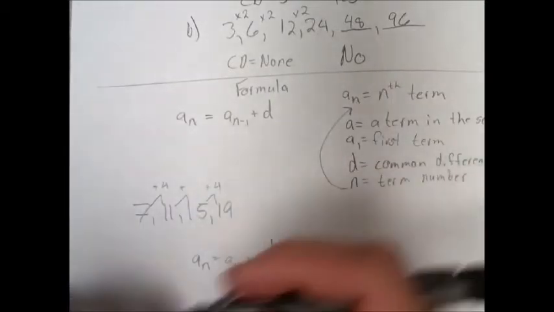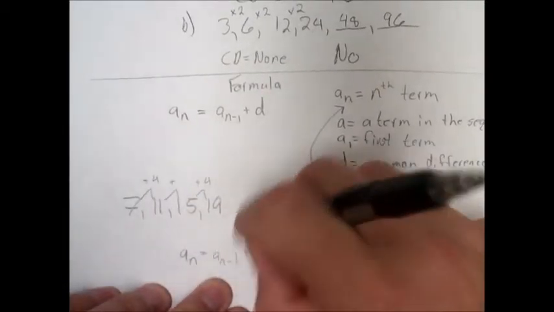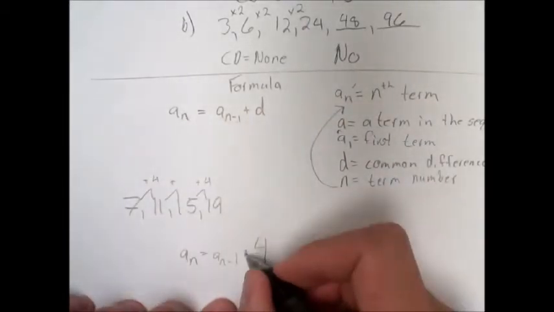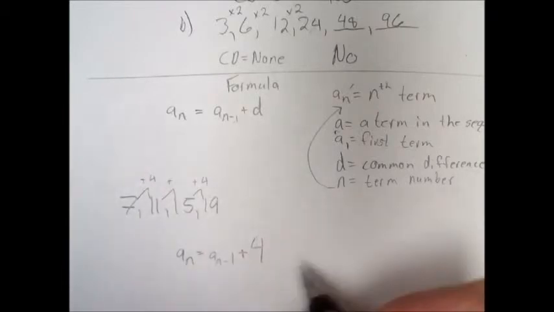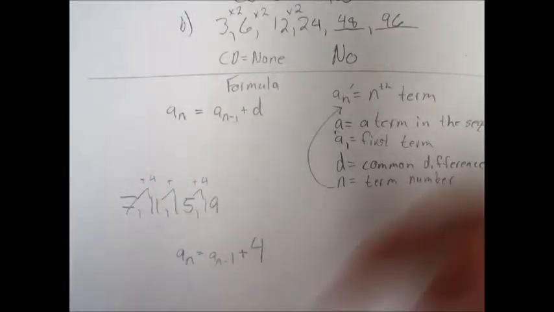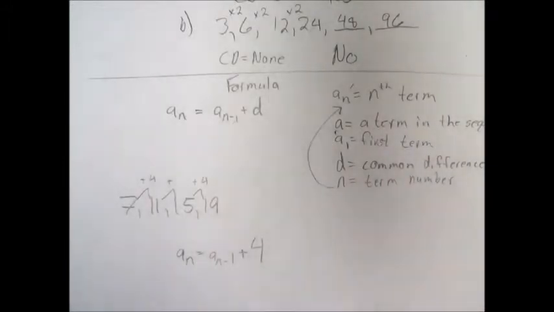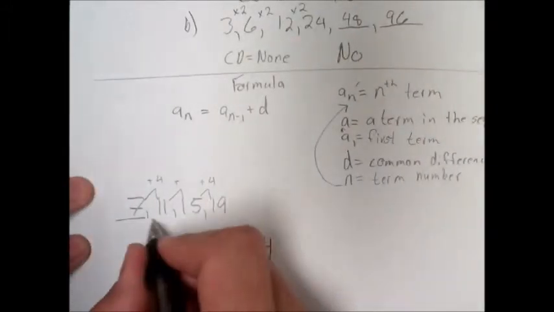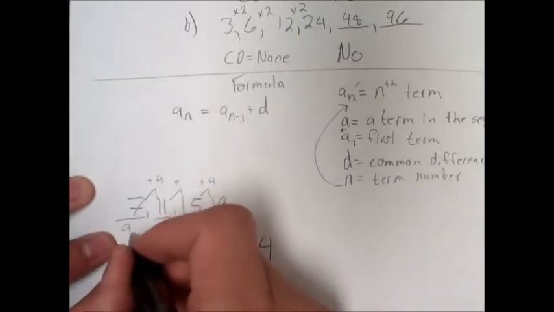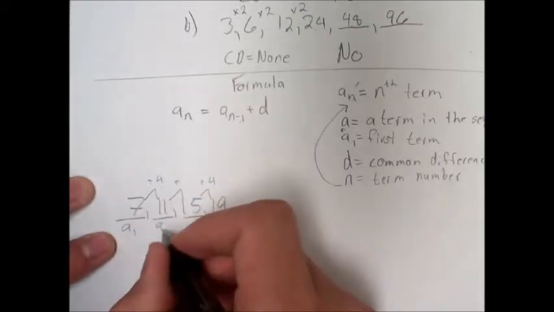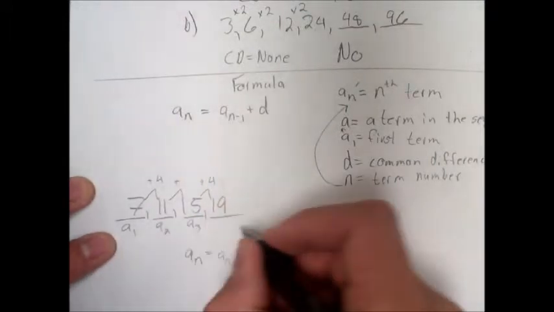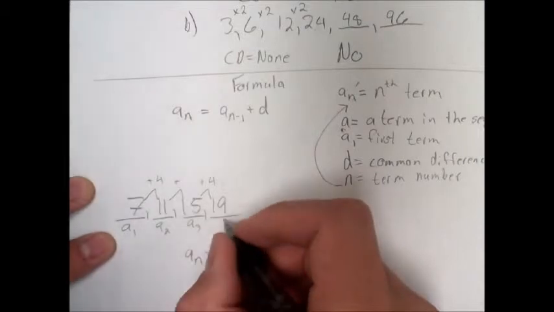So the first thing that I found out was the common difference. So I'm going to plug it in. Common difference was positive 4, so it remains plus 4. If it was a negative number, it would be minus. Okay? So I plug it in. Then, as I continue, I want to identify which term is which term. So here, this is the first term, so it's a sub 1. This is the second term, so it's a sub 2. This is the third term, so it's a sub 3. And this one would be a sub 4.